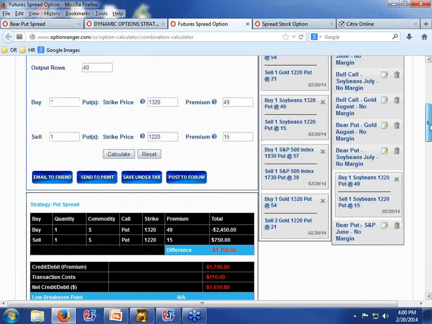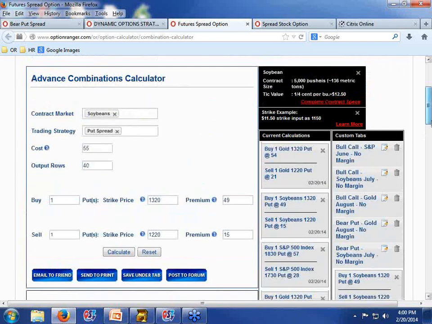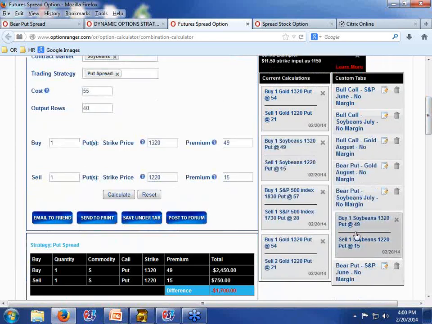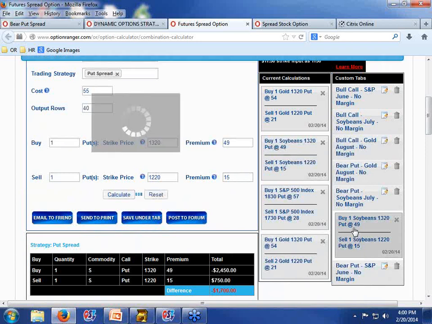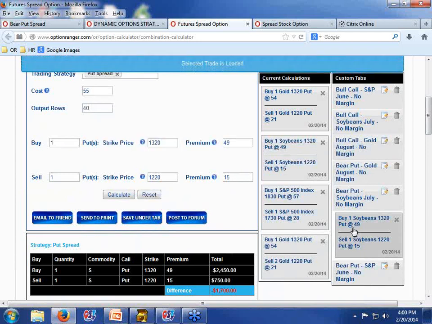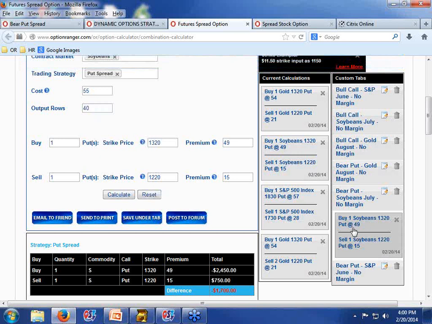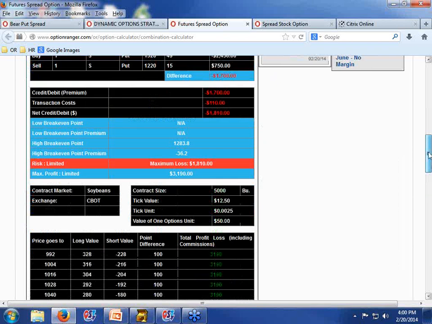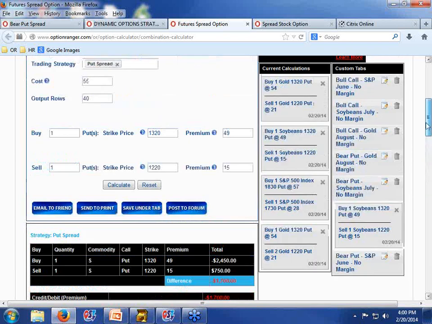And let me go ahead and pull up the soybean trade. Please bear in mind that when you do these types of transactions, you have to... just a moment. Okay, everything is input. Excellent.